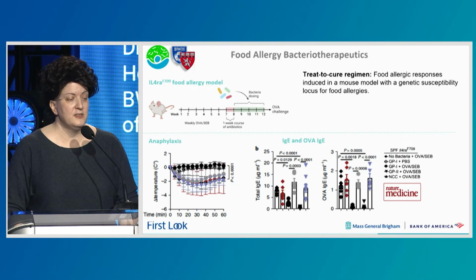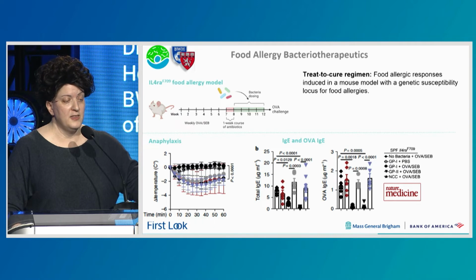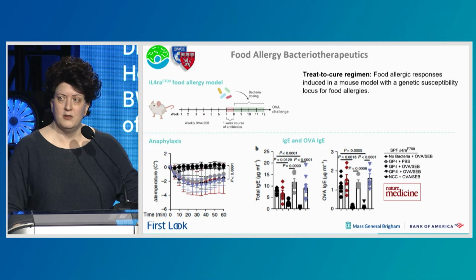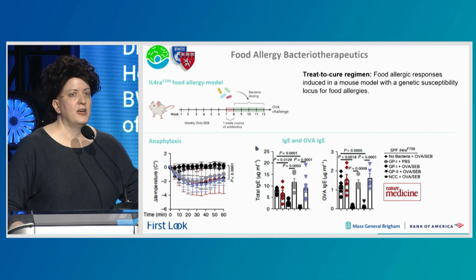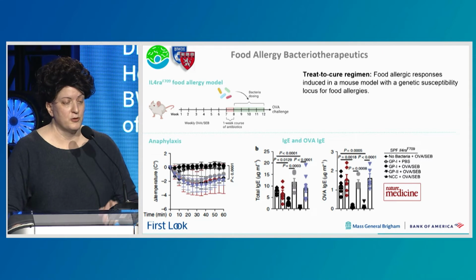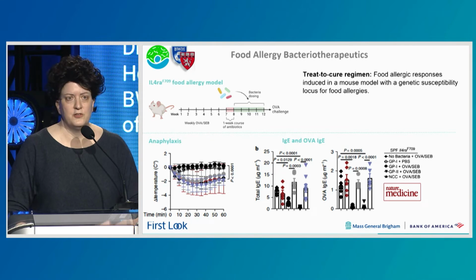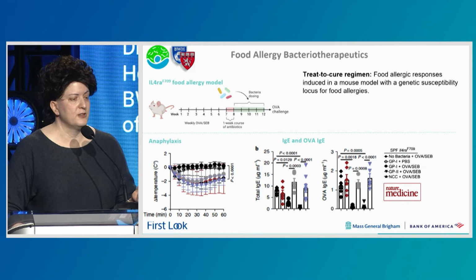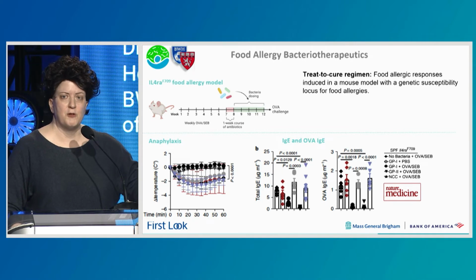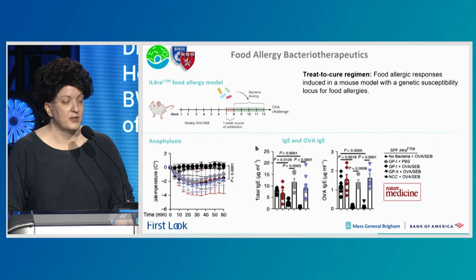And as you can see in the data on the left-hand side, this is showing temperature drop along the y-axis. During anaphylaxis, your body temperature drops, and this is showing over the first 60 minutes. You can see along the top, if mice either weren't sensitized or received our therapeutic consortia, they converted from clinical anaphylaxis to not having any clinical symptoms. So this was the first indication that we were having therapeutic efficacy.